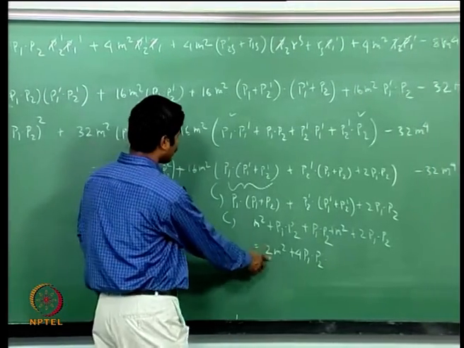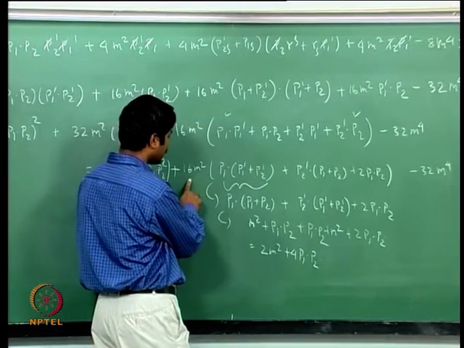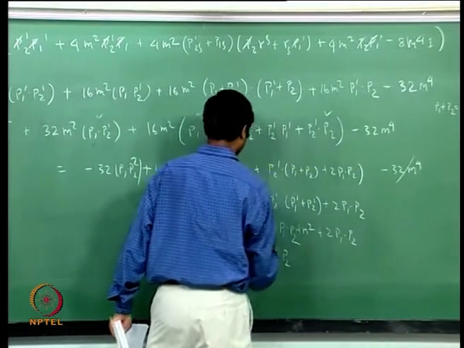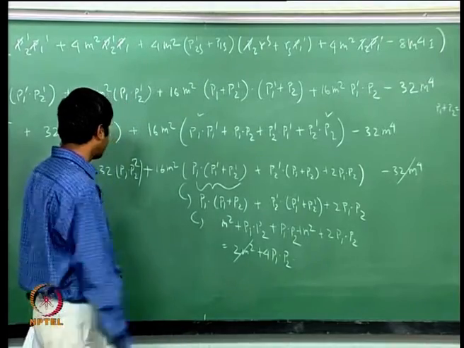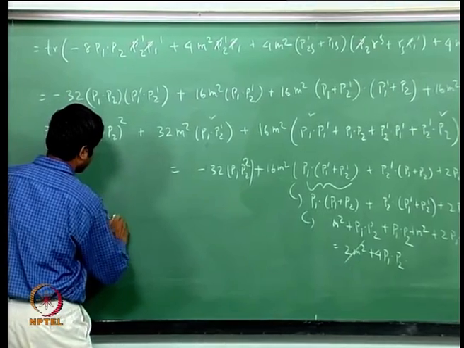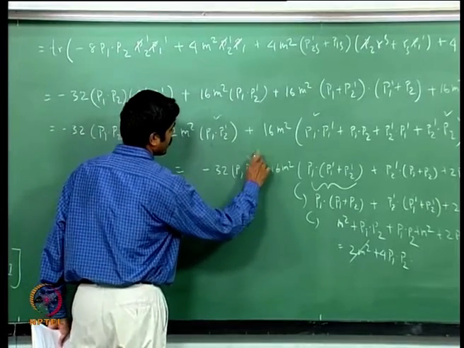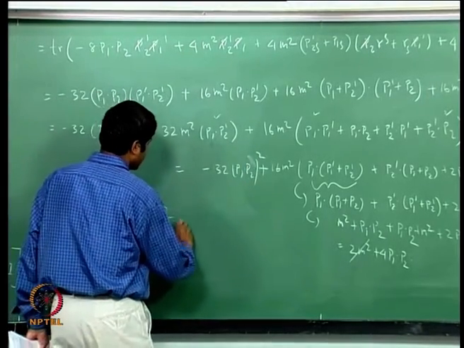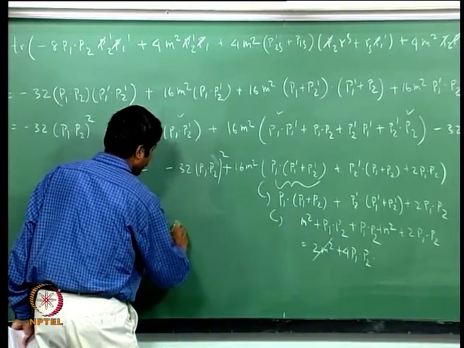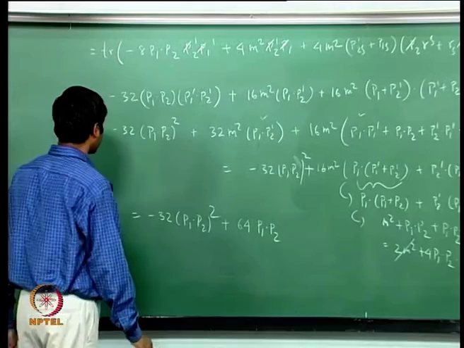Now, this twice m square is multiplied by 16 m square. So, that will give me plus 32 m fourth, that will cancel with this minus 32 m fourth, and so at the end of the day what I get is minus 32 P1 dot P2 square and then plus 16 into 4, which is 64 P1 dot P2. There is nothing else left. So, this is what I get.